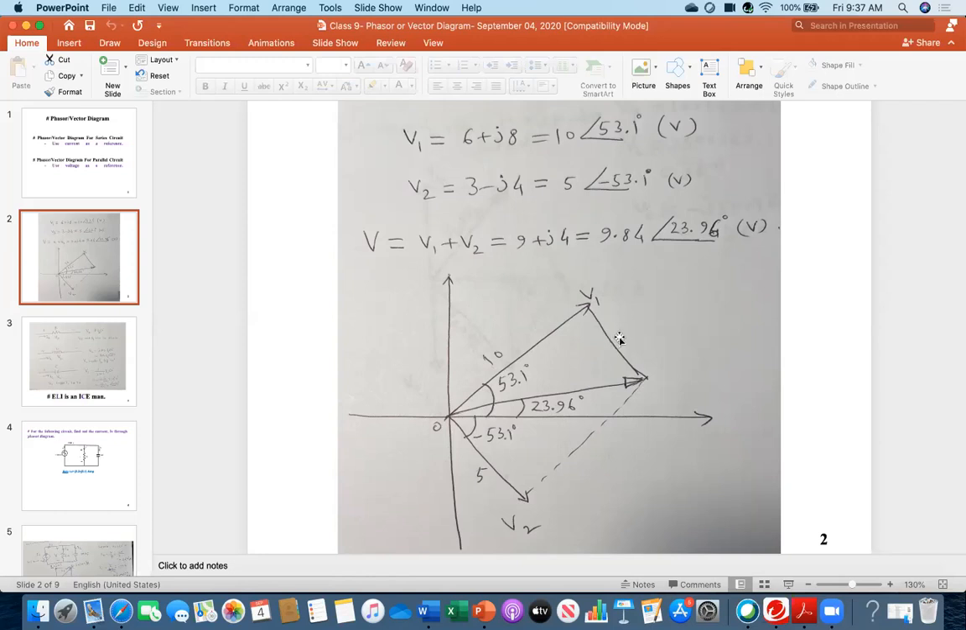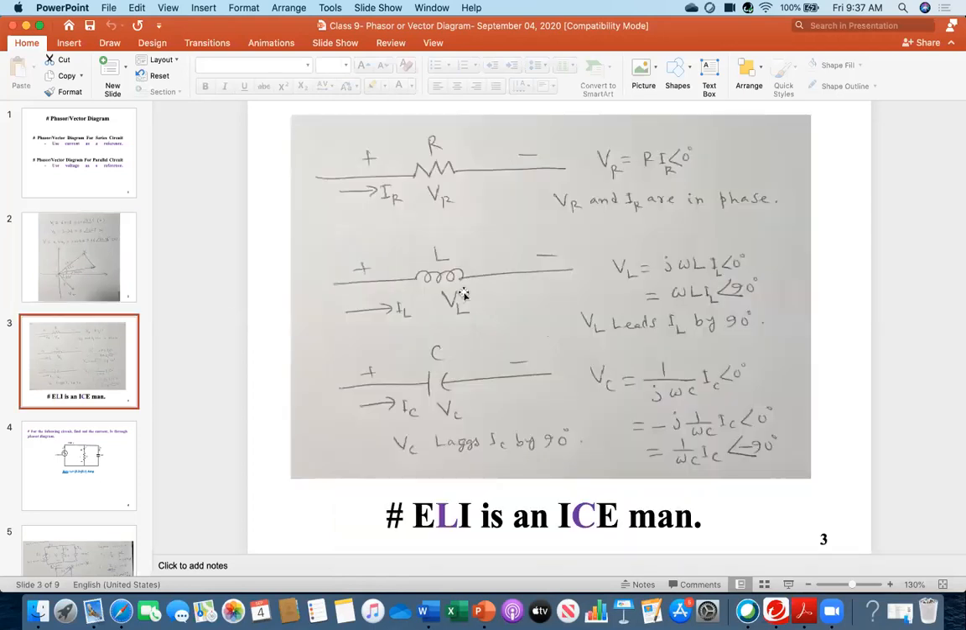Today we will be looking at how we can draw the vector diagram from a circuit. At this moment I drew with the help of the rectangular or polar numbers of two voltage functions, but from a circuit, I can draw the phasor or vector diagram. That is the thing we will be learning today. So I am coming to this slide later.